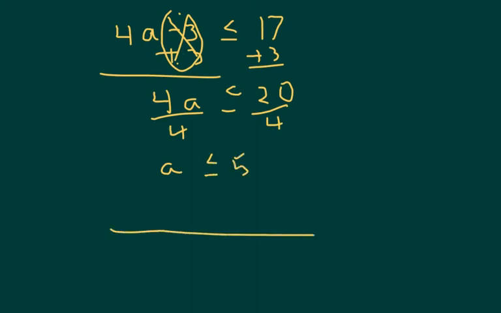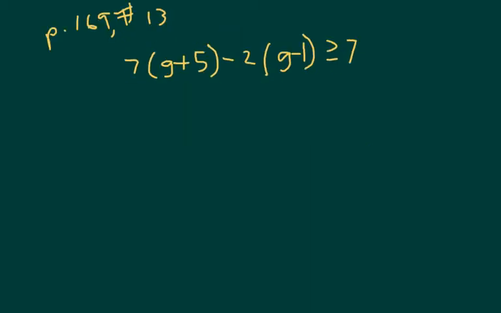And when I graph it, I have to have a positive 5 on the graph. And again, 0 is very nice to put on there. Anything less than or equal to 5, so I put in a solid dot to indicate that 5 works, because 5 is less than or equal to 5. So 5 fits, and anything in this direction will work.